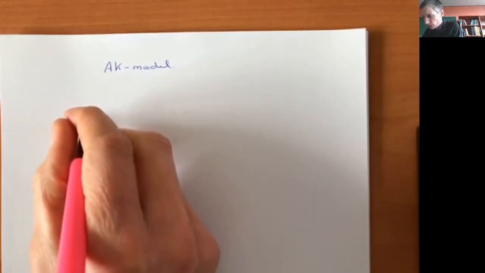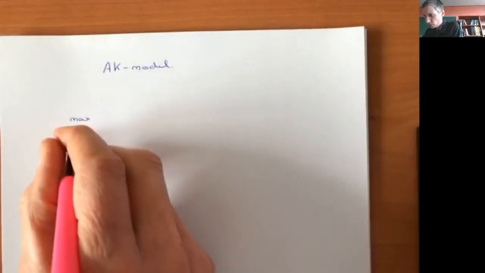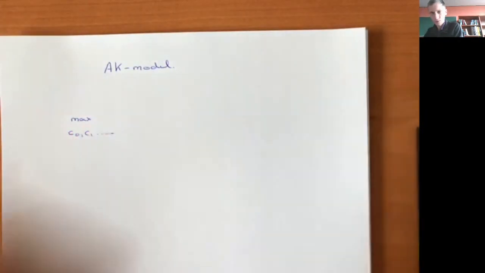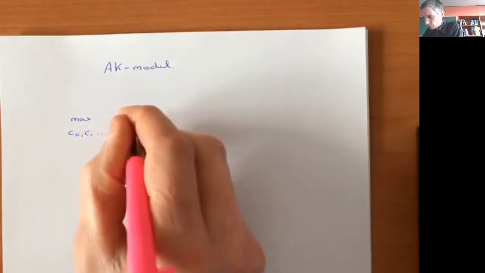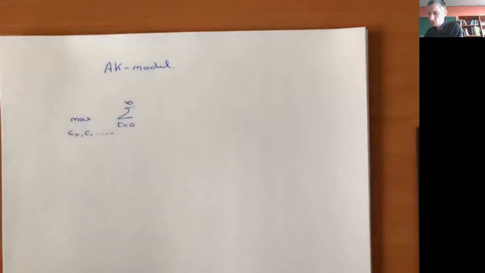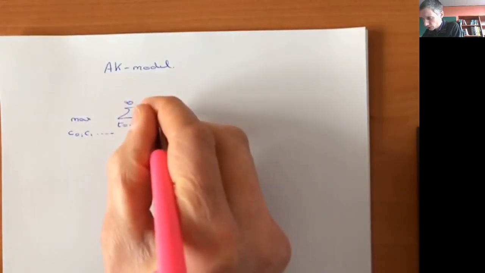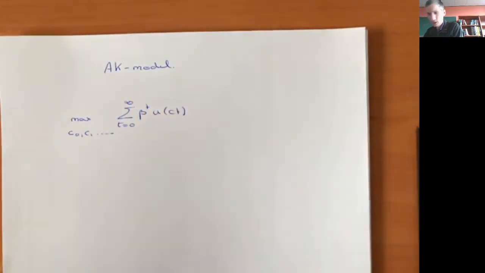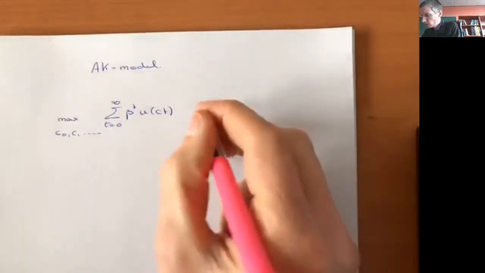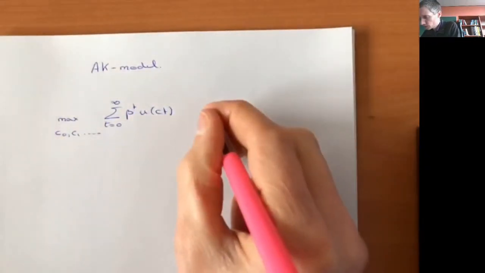So we're going to maximize by choosing consumption amounts, C0, C1, and so on. And we're going to maximize utility, right? So the sum from t equals 0 to infinity of beta to the power t of the utility of Ct. And we're going to have some constraints.